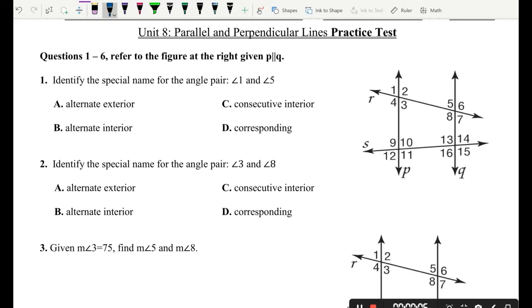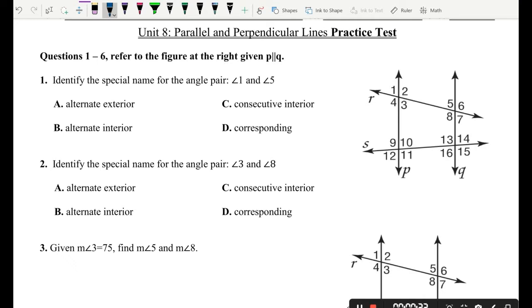We are reviewing for the Unit 8 chapter test. In this unit we focus on parallel and perpendicular lines. Questions 1 through 6 refer to the figure on the right, given that P is parallel to Q. Number 1 asks you to identify the special name of the angle pair, angle 1 and angle 5.